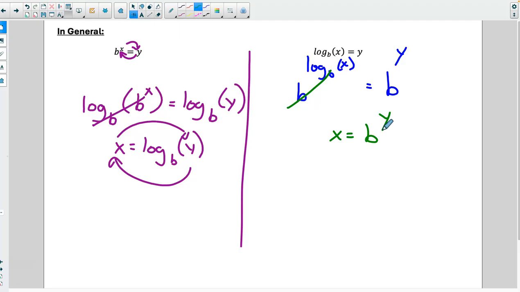Notice again what happened. Your exponent is y, and the x rotated. My base did not. My base is still my base. The other thing I'll also point out is logs equal exponents. So it makes sense that that exponent is right there.